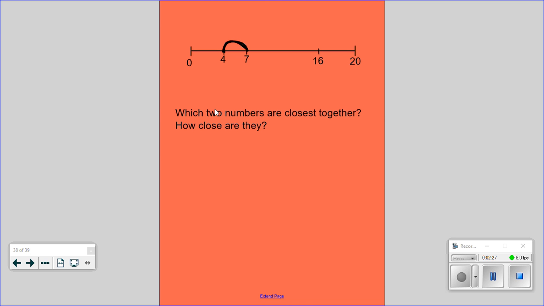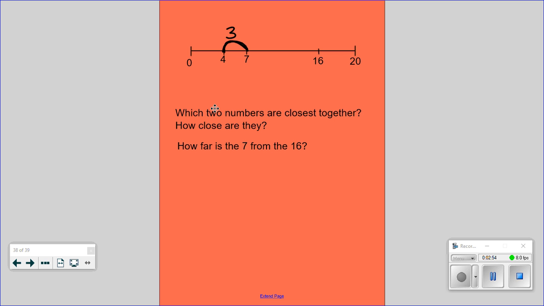If I start at 4, remember I make a fist, and then I count on to get to my endpoint. There is a difference of 3 between 4 and 7, so you should have a little jump from 4 to 7, and then another number 3 on top. Does that make sense? Yes? Annabelle, you with us? Okay.